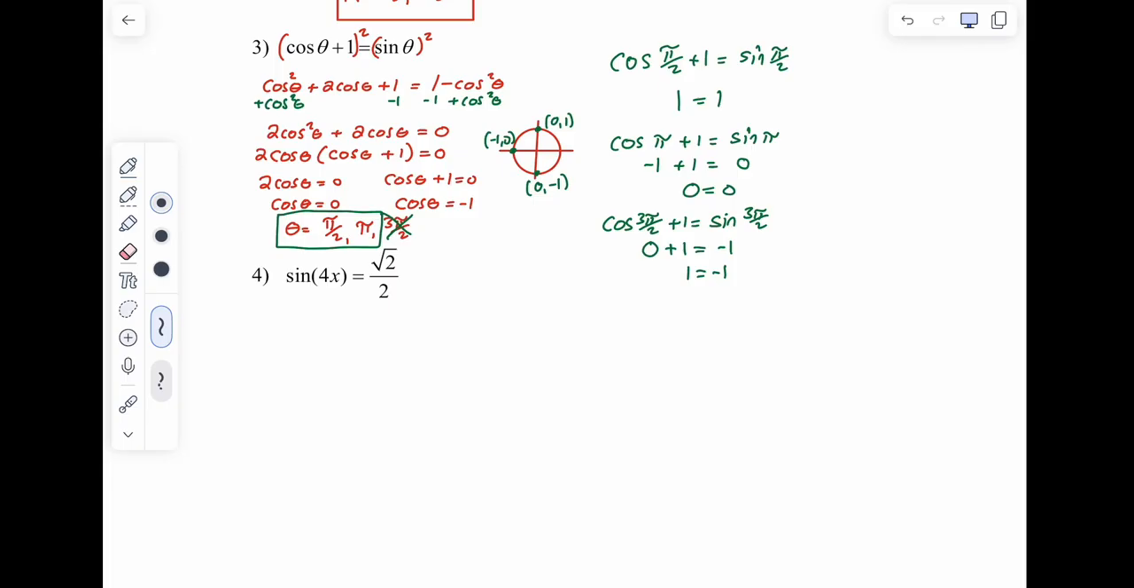Everybody follow all that? So I'm not telling you to check every single problem you do. But if you multiply both sides by like sine x, or multiply both sides by cosine x or tangent x, or if you square both sides, you have to check for extraneous solutions.